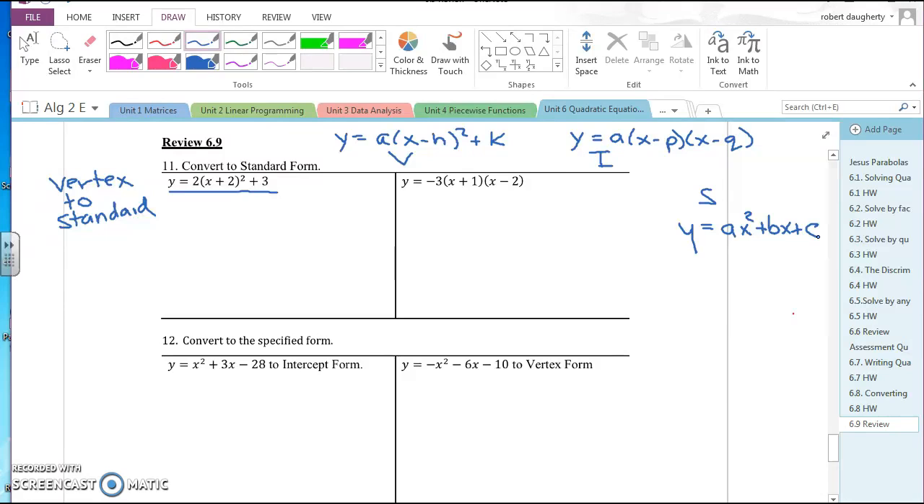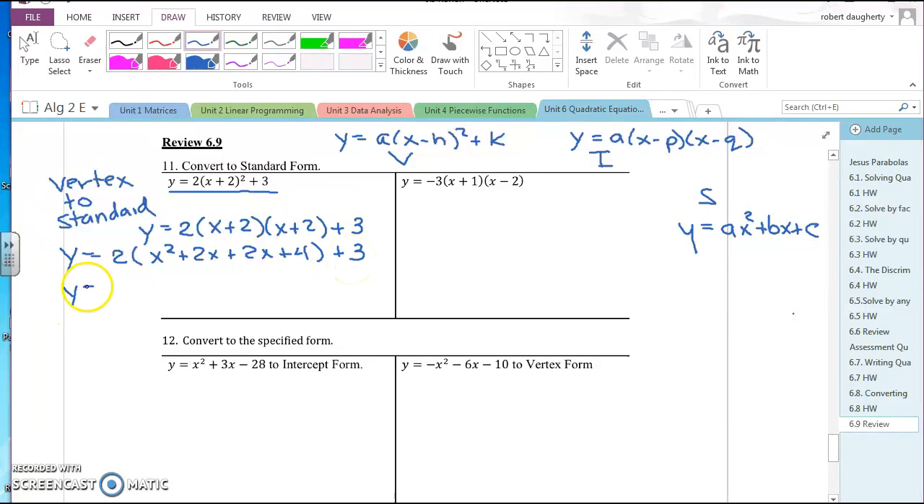So convert to standard form, I just really need to do the operation that's indicated here. So y is equal to 2, so I need to write x plus 2 times x plus 2 plus 3 and perform this operation. When I multiply x plus 2 times x plus 2, I get x squared plus 2x plus 2x plus 4 plus 3. Y is equal to 2, x squared plus 4x plus 4 plus 3.